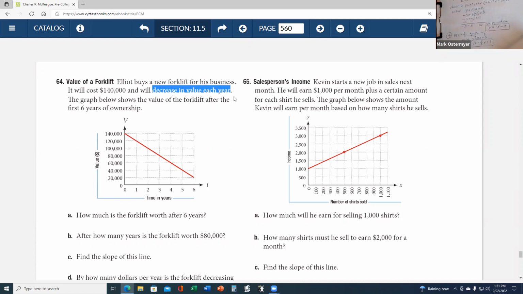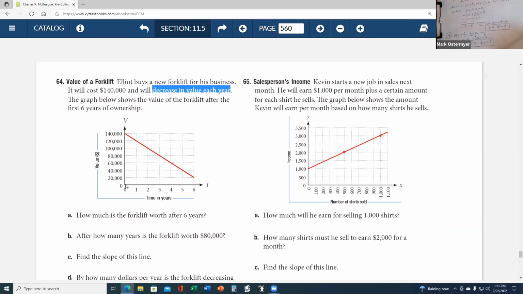In fact, I am told that when you drive a brand new car off the lot, it loses $5,000 worth of value just by driving it off the car lot. Anyways, the graph below shows the value of the forklift after the first 6 years of ownership.